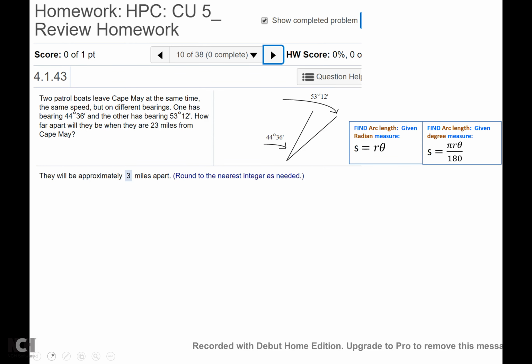All right. So this one says two patrol boats leave Cape May at the same time, the same speed, but on different bearings. One has a bearing of 44 degrees 36 minutes, and the other has a bearing of 53 degrees 12 minutes. How far apart will they be when they are 23 miles from Cape May? All right, so what they're telling me is that they're each 23 miles out.